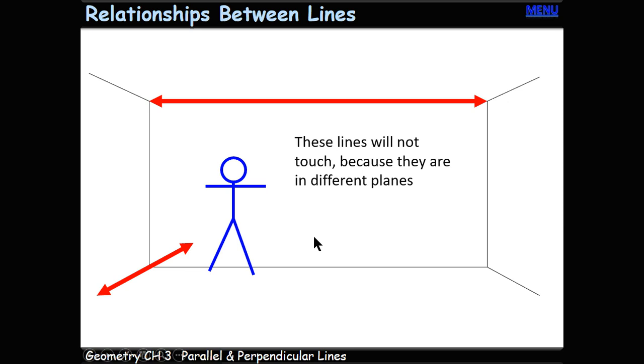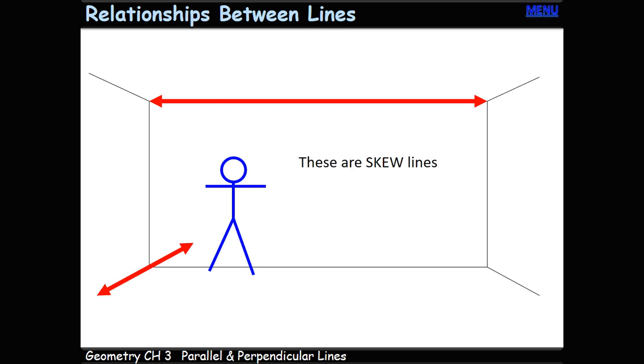So the lines do not touch, but it's not because they're parallel. It's because they're in different planes or on different surfaces. That's what skew lines are. Parallel lines, on the other hand, would have to be on the same surface or in the same plane. So these are skew lines.